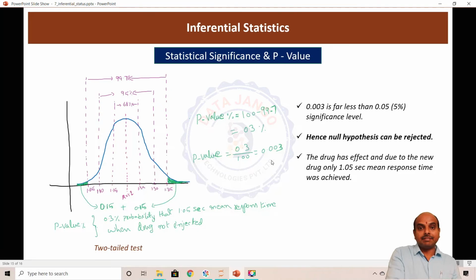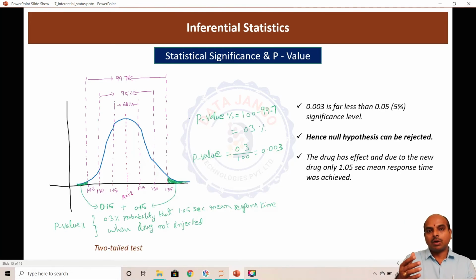The statistical significance level for general experiments is 0.05. This is 0.003. It is very less when compared to 0.05. Hence, we can reject the null hypothesis. What is the null hypothesis here? The mean response time is 1.2 seconds, or there is no effect of drug. We can reject it. That means we can accept the alternate hypothesis. So when we accept the alternate hypothesis, the drug has the effect. Because of the drug only, we have got 1.5 seconds mean response time.